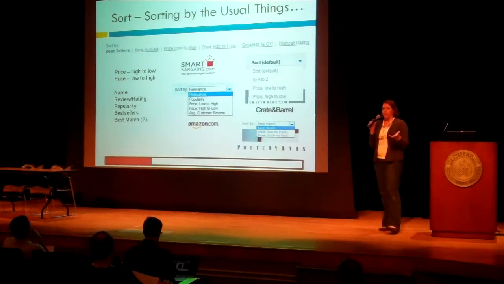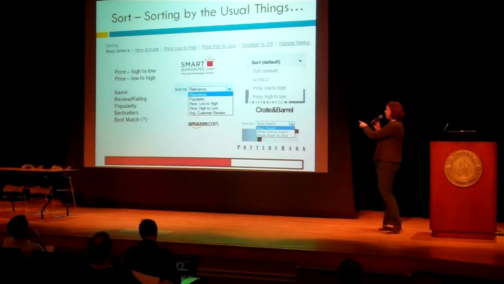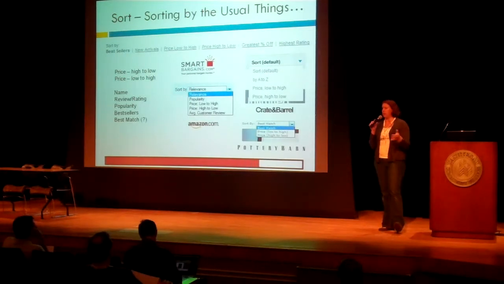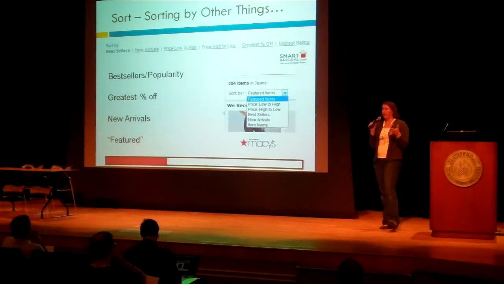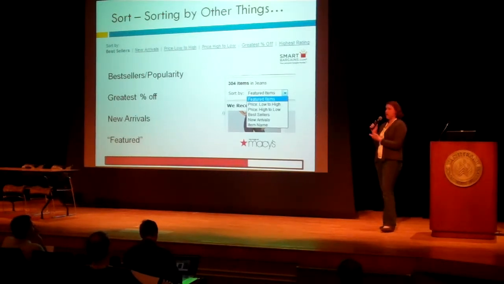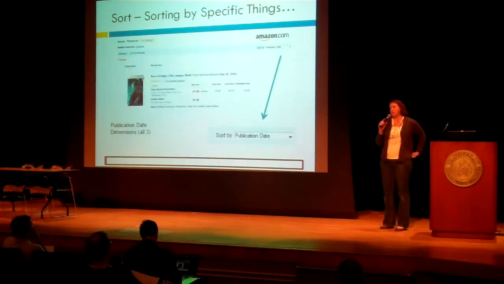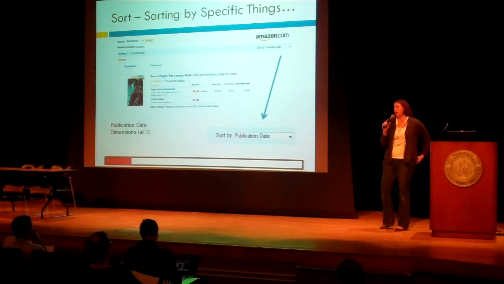You can sort by a lot of things, right? Price, name, review, popularity. There's one, best match, which I'm curious about because I got to it by browsing to furniture. I don't know what the best match for that is. There are other things that maybe you don't see everywhere, like greatest percent off. You see that at Smart Bargains, it's a discount site, so it makes sense to put that there and not say at Macy's. New arrivals, featured, which of course is code for stuff we really want you to look at.